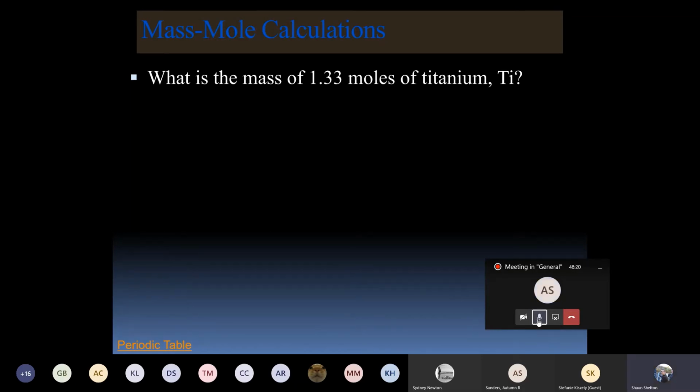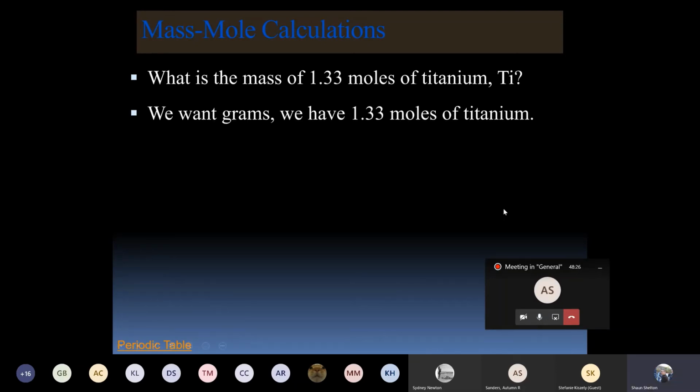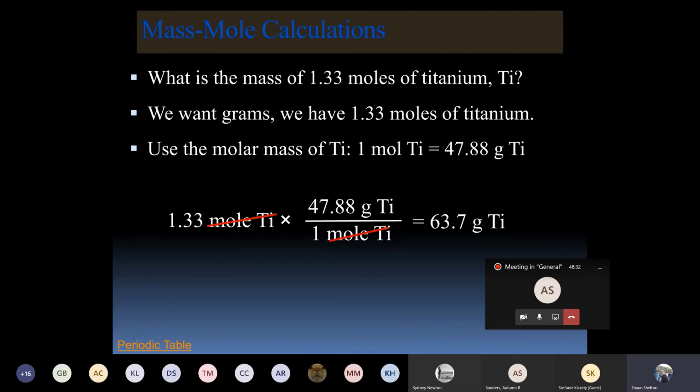All right, let's see what we got. So in this problem, what you need to do is convert from moles into grams. So the molar mass of titanium was 47.88. So based off the roadmap, you're going to multiply by the molar mass. So you should end up with 63.7 grams of titanium.